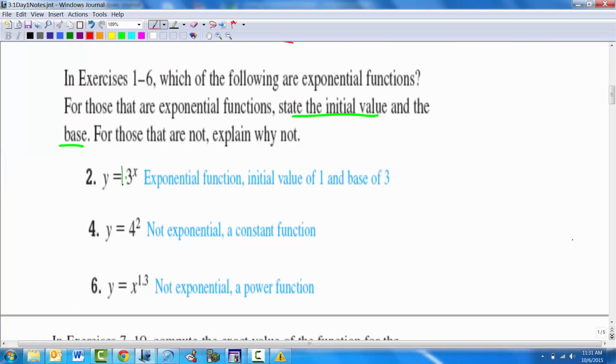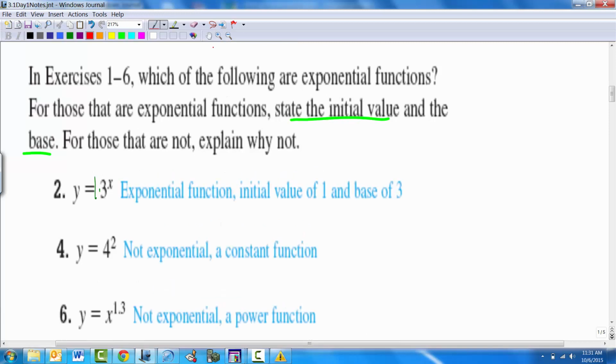I got screwed up with my games. You can see the first one is exponential. Why? There's a variable in the exponent. Then if you read all of this, it says, for those that are exponential, state the initial value.